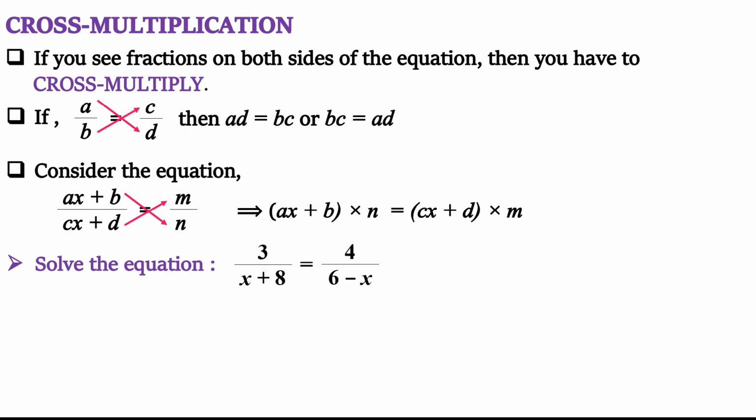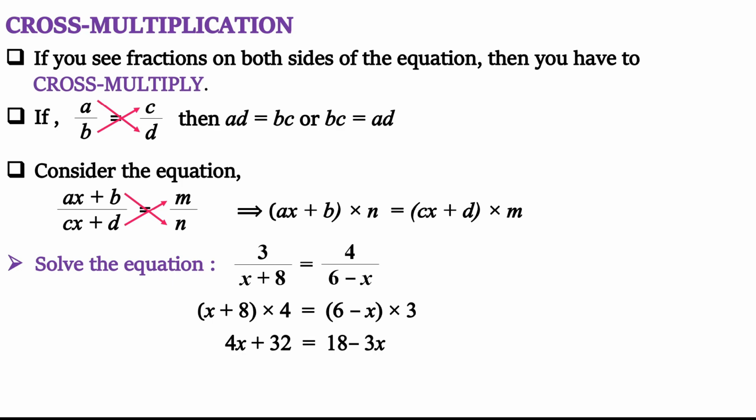Now here also, if I cross multiply, 6 minus x will be multiplied with 3 and x plus 8 will be multiplied with 4. Yes, here we have x plus 8 multiplied with 4 is equal to 6 minus x multiplied with 3. Here we have used cross multiplication. Now nothing is new to you. We have to open the brackets. Of course, 4 is multiplied with each and every term. That's why we closed it in a bracket, so that we understand 4 has to be multiplied with every term. So 4x plus 32, and this side we have 18 minus 3x.